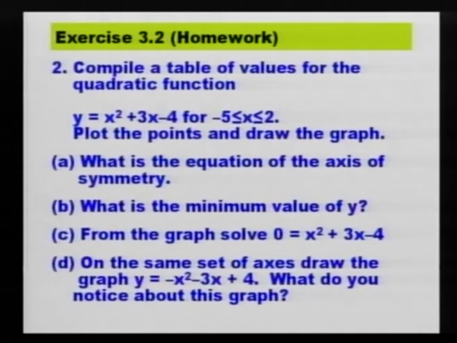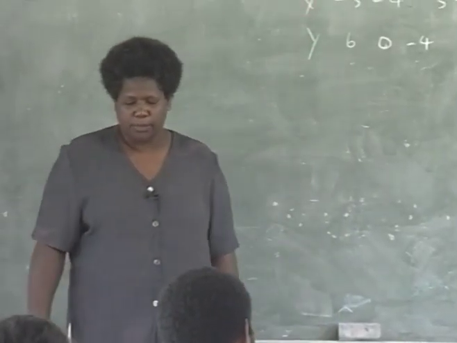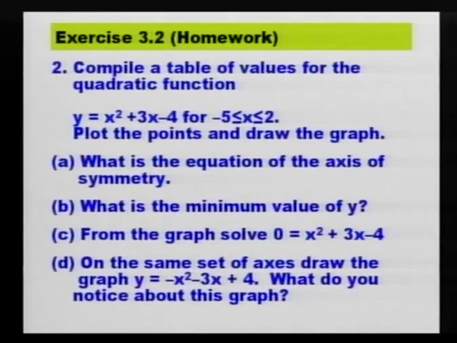From the graph, solve x squared plus 3x minus 4 equals 0. Natasha? X equals negative 4, x equals 1. Okay, good. You were told to plot the graph of y equals minus x squared minus 3x plus 4.